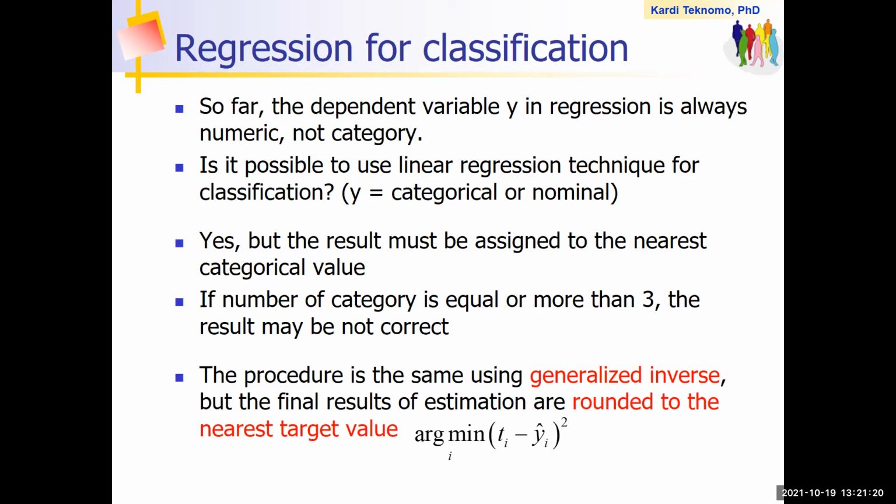And if the number of categories is equal to or more than 3, the result may not be correct also, right? So how to do it? Exactly the same thing, using the generalized inverse from a while ago. But the final result of the estimation is rounded. So how to round? You take the minimum of the target value minus the estimation, and then you square it.